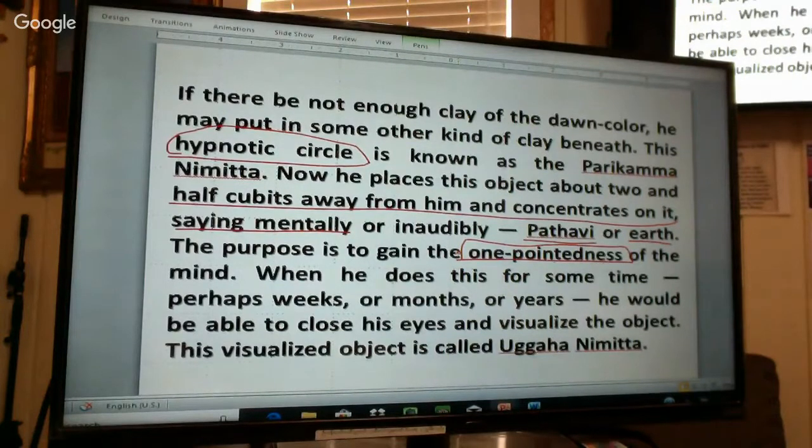Kasina? Yeah, Kasina. Sorry, what temperament — raga, dosa, moha — is this kind good for? I'm just wondering. Kasina and Asubha are for the raga. Oh, Kasina is raga also for Charita, Asubha.